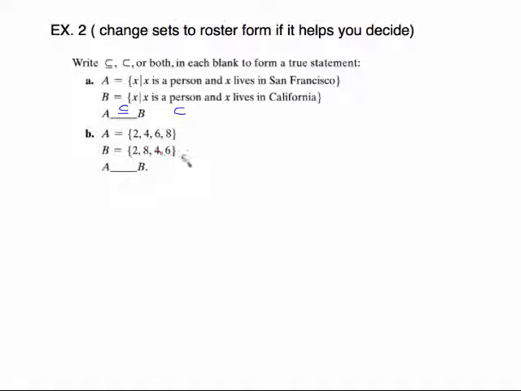Second example, set A is {2, 4, 6, 8}. Set B is {2, 8, 4, 6}. First question, is every element of A an element of B? The answer is yes, and I can say A is a subset of B, but I have the fact that set A equals set B. If set A equals set B, then I cannot use the proper subset symbol.